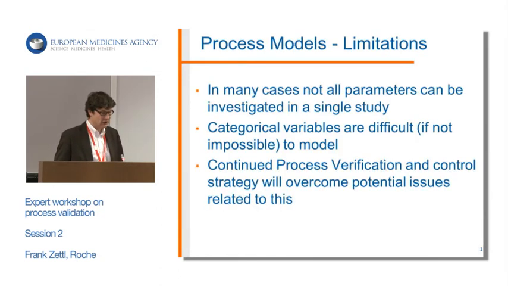So the general limitations for process models: in many cases, we cannot investigate all the process parameters in a single study, so we always will have a mixture of studies, or in most cases. So there is some uncertainty about our process models. I think that's clear to everybody. It's very difficult to investigate categorical variables like raw material lots, if not impossible. But we think that the continued process verification and the control strategy will overcome the potential issues related to this.